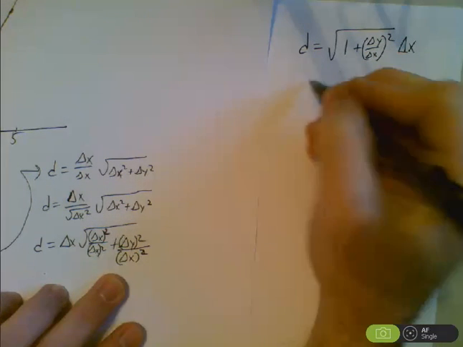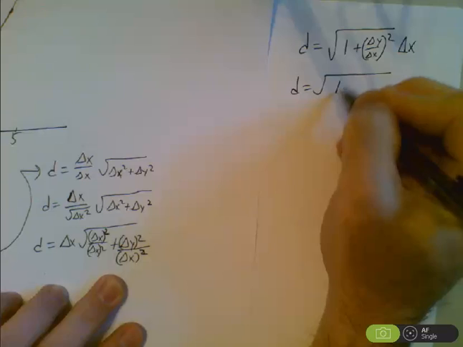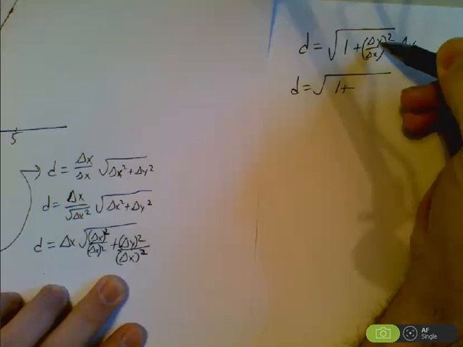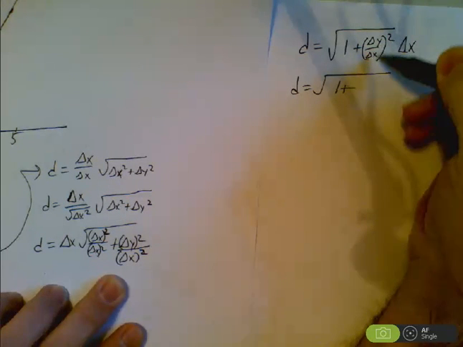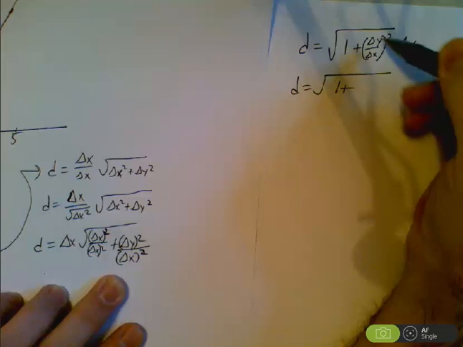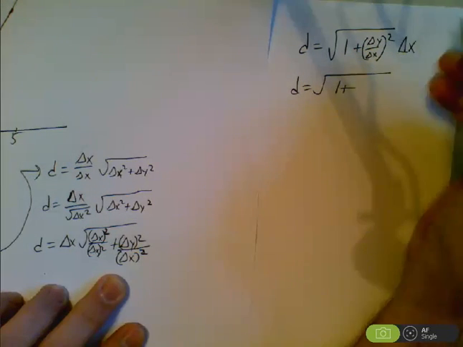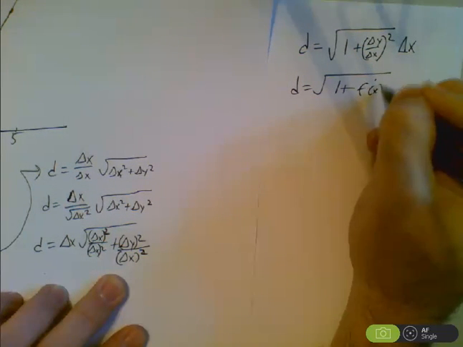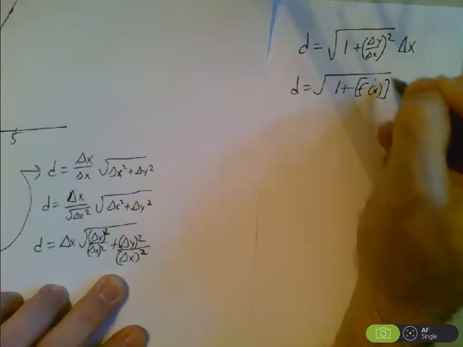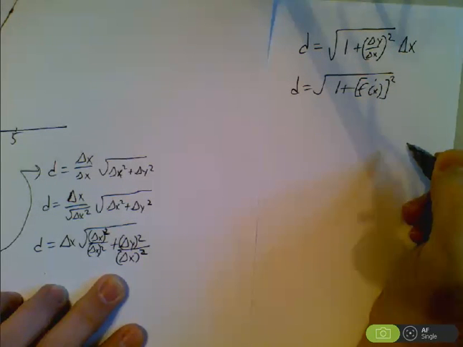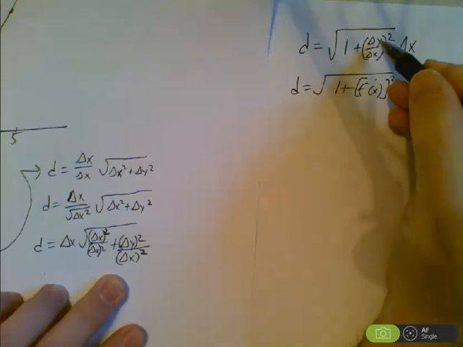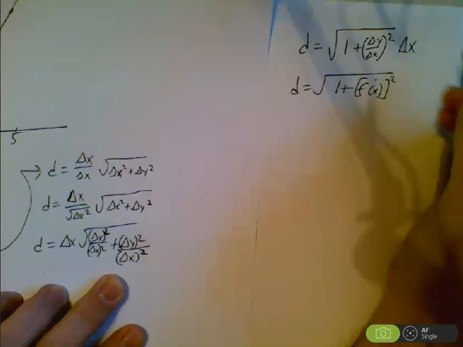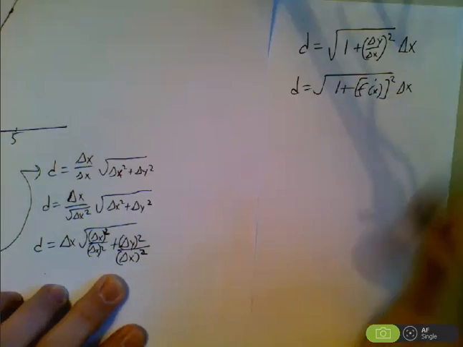Okay? Delta y over delta x, isn't that the actual derivative? Isn't that basically dy over dx? So I should be able to write f prime of x squared, and that's a reasonable substitution. Okay, again, dy over dx is the derivative. And then delta x comes along for the ride.